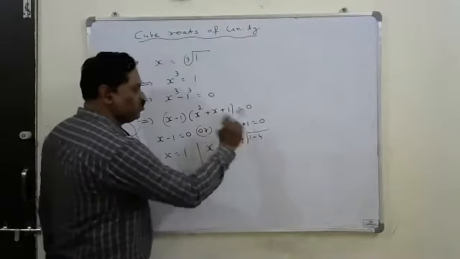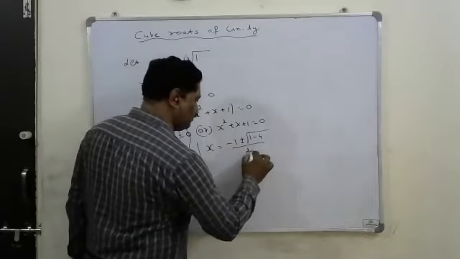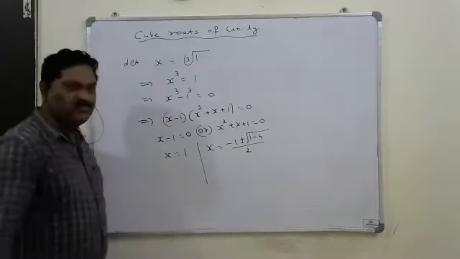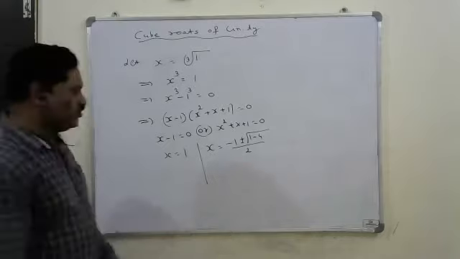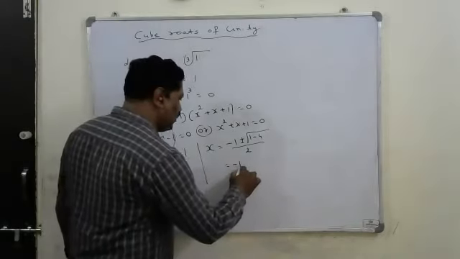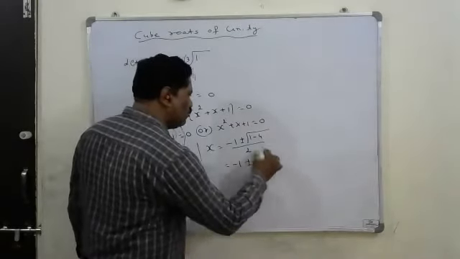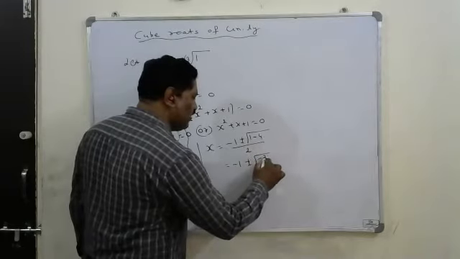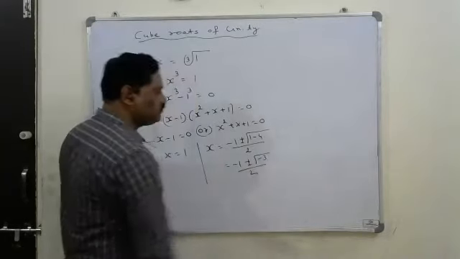a is 1, c is 1, so 1 by 2a, 2 into 1. Okay. These are the two roots. So this is minus 1 plus or minus root under 3i, root 1 minus root 4, 3i, that is minus 3 by 2.